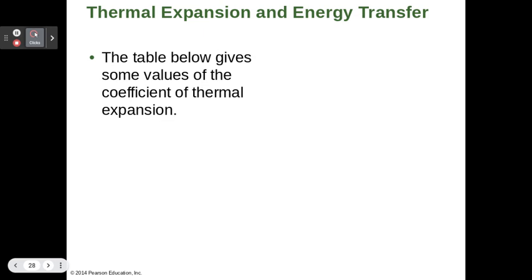There is a table in your book, on page 351, that lists the coefficients of thermal expansion for various materials, various substances. When you're doing your problems, you're going to want to refer back to that table on page 351, because you'll need those to do the problems.